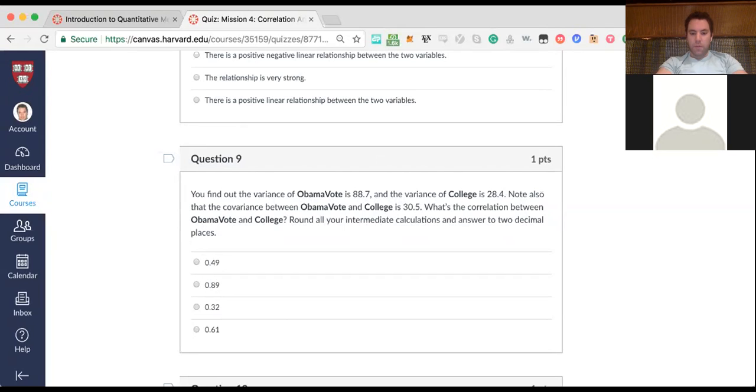So were you able to come up with an answer here? If you look at the formula, just remember it's looking at standard deviations, and they're giving us the variances. So what we would have to do is take the square root of the two variances that they give us, and then multiply those together, and that would form the denominator. And then the numerator will be the covariance, and then we can calculate correlation from that.